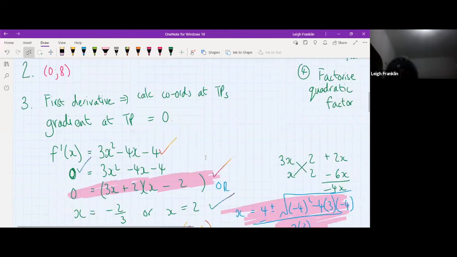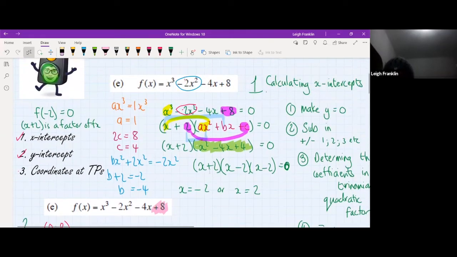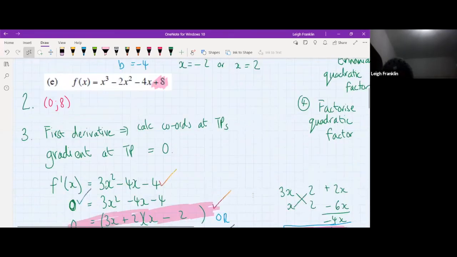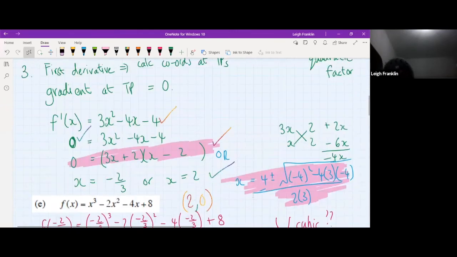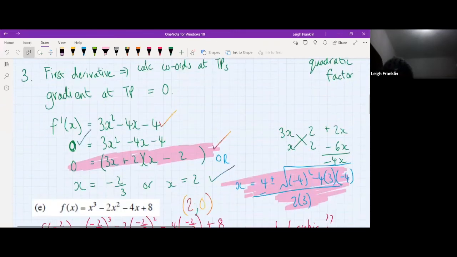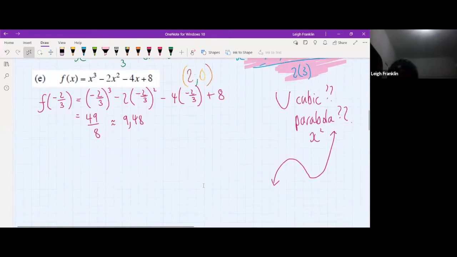So now we've got to try and figure out how we're going to get it onto our axes. Okay, so let's just go back and remind ourselves. It's concave down and then concave up. It has an x-intercept at -2 and an x-intercept at 2, which is also a turning point. Its y-intercept is at 8, and then the first turning point that we would encounter would be a maximum, and the coordinates at the maximum are -2/3 and 49/8.